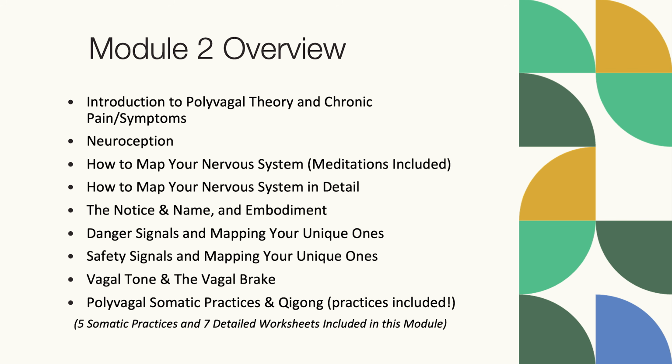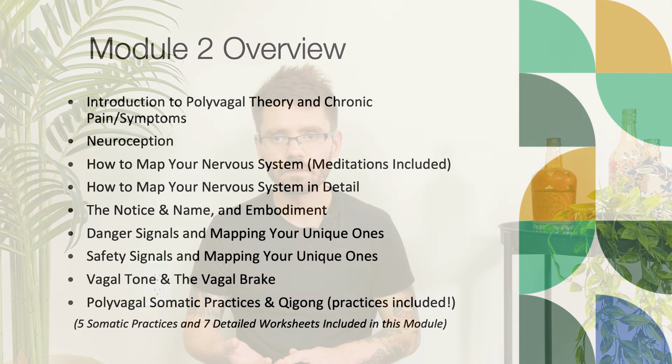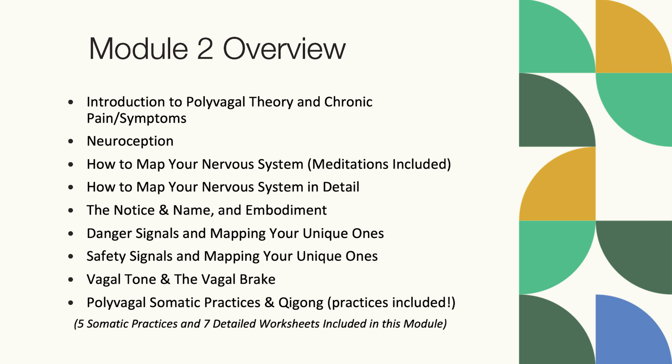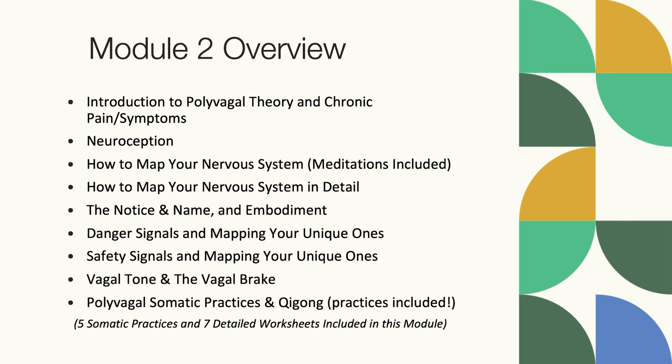Now, as we go throughout this, we're also supporting you mapping out your danger signals and your safety signals. And these are unique to you. What are the signals of safety or danger that your nervous system is picking up internally, externally, in your relationships? We really have a lot of detailed exercises to support you in doing this. As we go throughout this, we're also talking about vagal tone, the vagal brake. And in Module 2, we start to provide polyvagal somatic practices and Qigong practices. So there's a lot of practices, as I've said, in our course, and we really start to dive deep into that in Module 2.